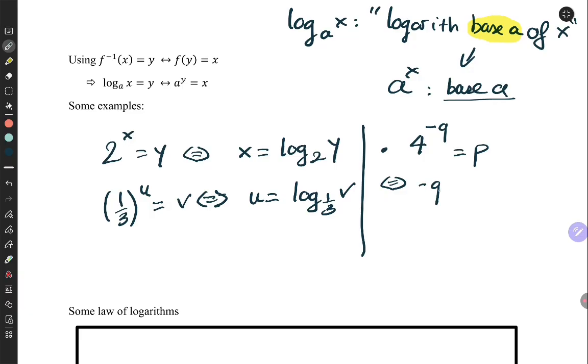Negative q equals logarithm base 4 of p.